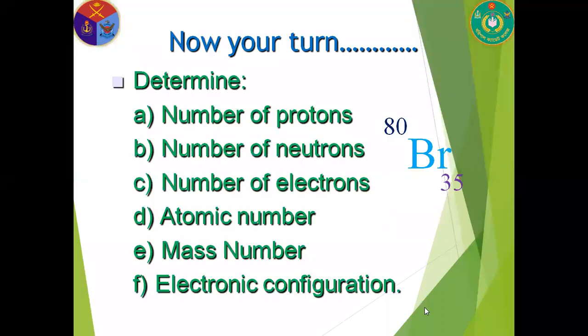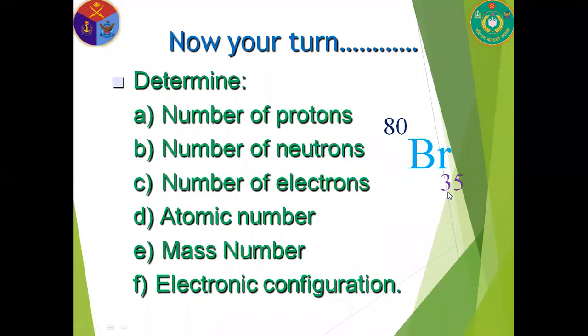Now, find out the number of protons, number of neutrons, number of electrons, atomic number, mass number, and electronic configuration of the element which is given. It is bromine, number of protons 35, mass number 80. Here there is no charge on that atom, so this is also the electron number. Now, number of protons 35. Think and write down the answer.